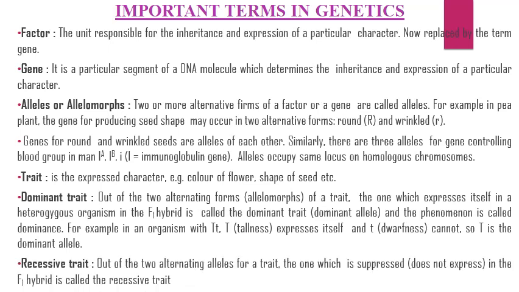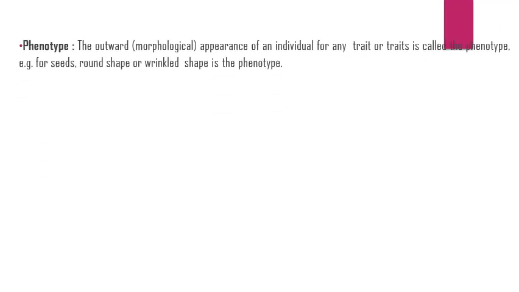Recessive trait: out of the two alternating alleles for a trait, the one which is suppressed in the F1 hybrid is called the recessive trait. Phenotype: the outward appearance of an individual for any trait or traits is called phenotype. For example, seeds' round shape or wrinkled shape is the phenotype.